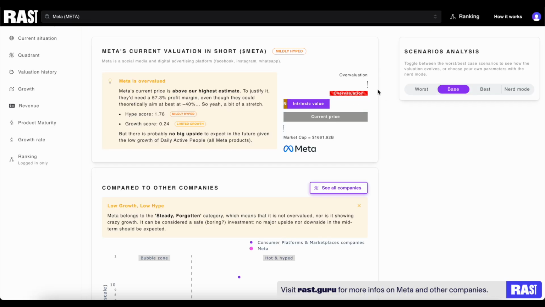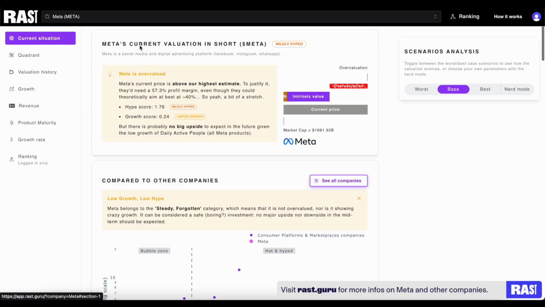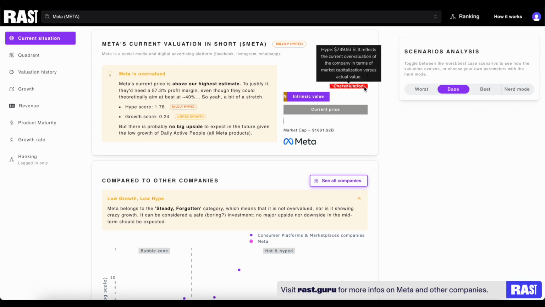Let's look at Meta. At the top, the current situation gives you the bottom line. Is the company currently overvalued? We assign a hype score, which is the gap between the market price and our calculated value, and a growth score, representing Meta's remaining potential. In the illustration, the gray bar is the current market price, and the purple one is our estimation. The difference between the two tells you by how much the company is over or undervalued. Meta seems to be currently overvalued since our calculated value sits below the market price.